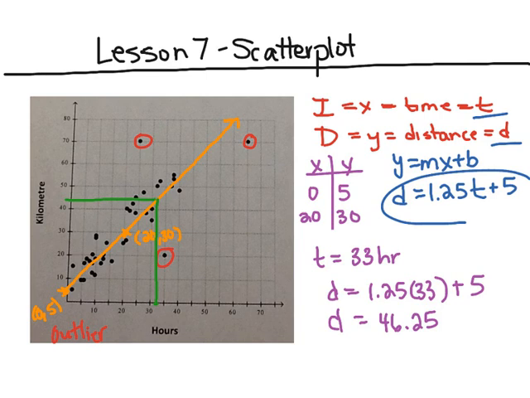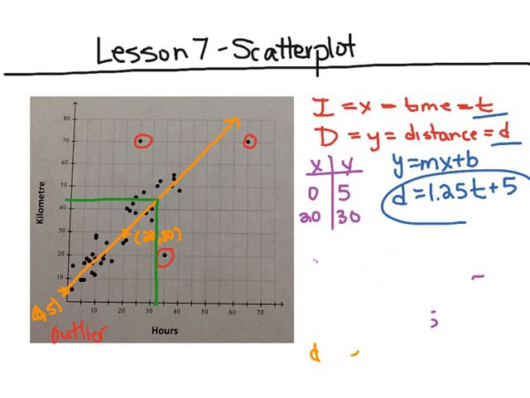And for part C, we want to find 63 kilometers, so we know d is equal to 63. Let me erase this. So d is equal to 63. Let's look on our graph first this time. So 63 probably is around here. A little higher than that. So somewhere between 45 and 50. So let's plug that in.